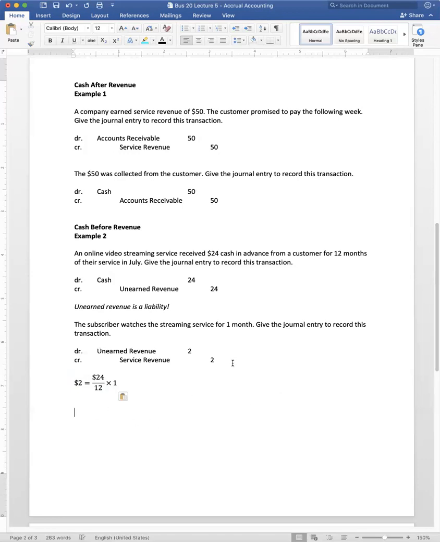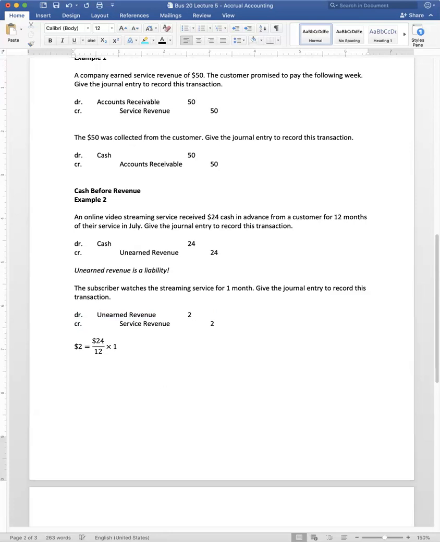Now, imagine that this company does this journal entry every single month. After 12 months, how much unearned revenue, how much liability is going to be left? Well, if we've done this 12 times, there will be nothing left here. All this $24 will have been debited away. And how much service revenue will have been earned? Well, if we do this 12 times, it'll be 12 times this or the whole $24. So essentially what we're doing every time we earn the revenue is we're transferring from the liability into real revenue that shows up on the income statement.